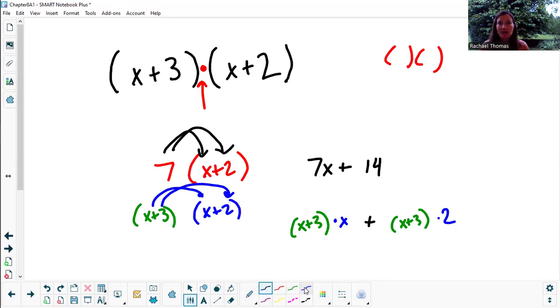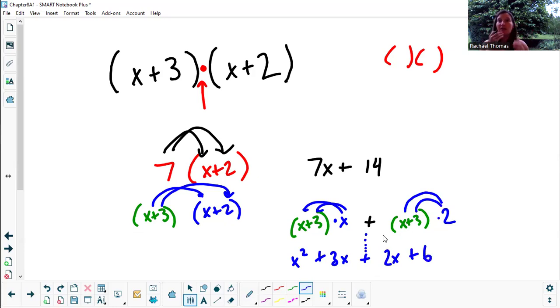But now in each one of these things, I've got the distributive property happening again. x times x is x squared. 3 times x is 3x. Just going to add this. This is that same plus sign. 2 times x is 2x. 2 times 3 is 6. And you'll notice that essentially what I'm doing is everything in this set of parentheses gets multiplied by everything in this set of parentheses. The x gets multiplied by the x, and the x gets multiplied by the 2. The 3 gets multiplied by the x, and the 3 gets multiplied by the 2.